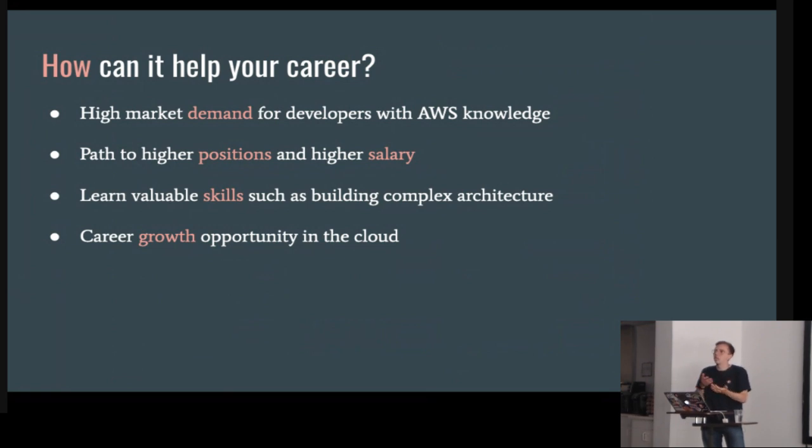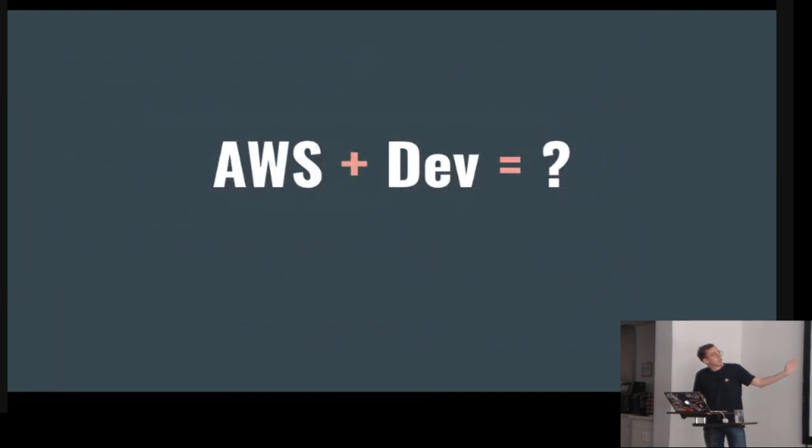So they may be a 10-year Java developer, but they may not know anything about AWS. And so immediately you can add value to a team, whereas normally you would have had to slowly work your way up to that point. And then also career growth, so opportunity in the cloud. So you can go a different direction. This is the direction that I went after code school. So AWS plus developer equals cloud engineer.